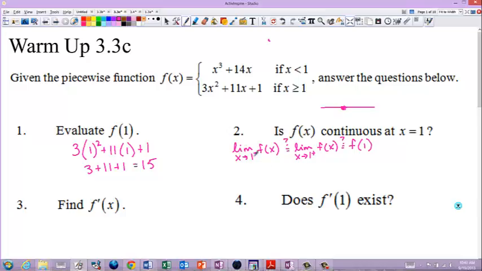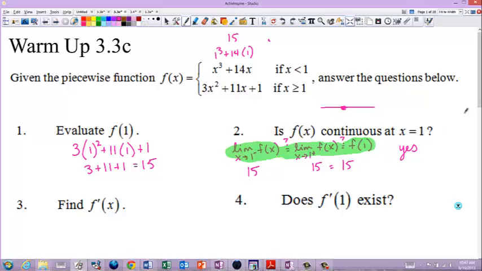The limit as x approaches 1 from the left, I would plug it into the top because my arrow is going this way. So that would be 1 cubed plus 14 times 1. 1 plus 14 is 15. So that one's 15. The limit as x approaches 1 from the right would be the bottom. So that's 15. F of 1 is 15. So is it continuous? Yes. If it asked you to justify your answer, this would be it right here.